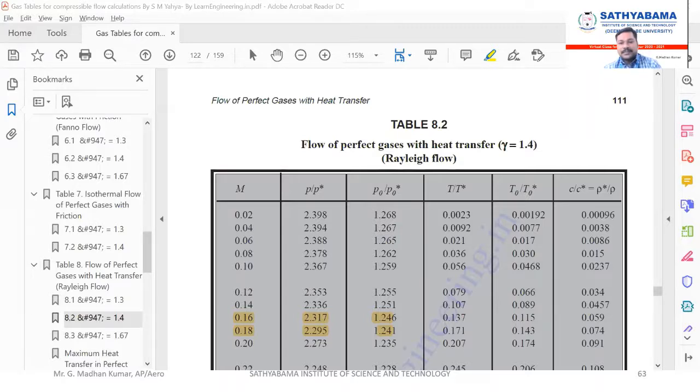1.242. The last value is 1.242. We had written 1.2485. Okay. 0.152. Very good, Rohit. So 0.152.